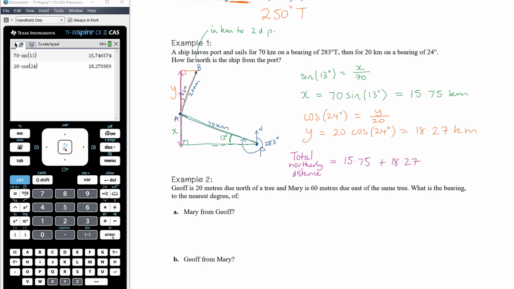Now again, I'm not going to use those rounded answers, okay? I'm going to use my nice exact answers in my CAS. I'm going to take that number up there and add it together with this number here, and then round our final answer to 2 decimal places, given the correction I made to the question. And so our final answer here is 34.02 kilometres.